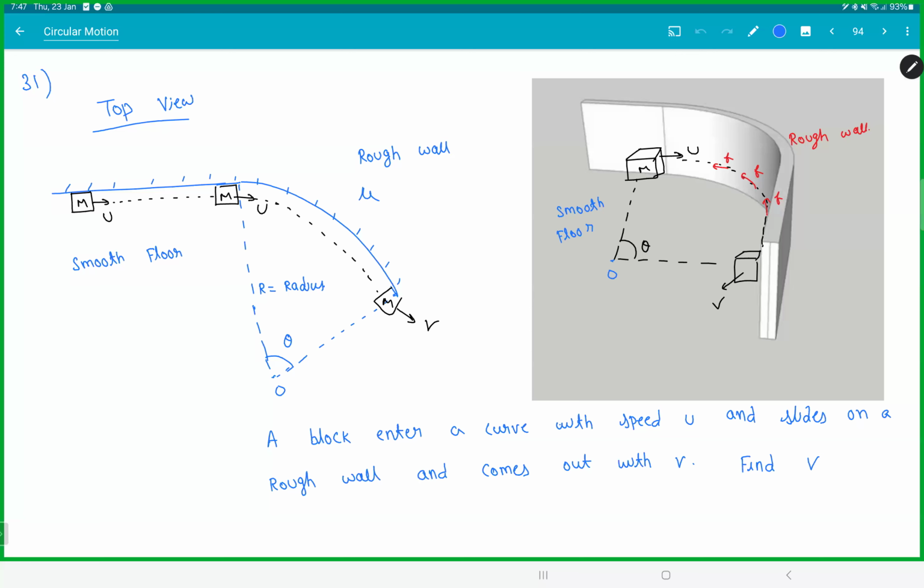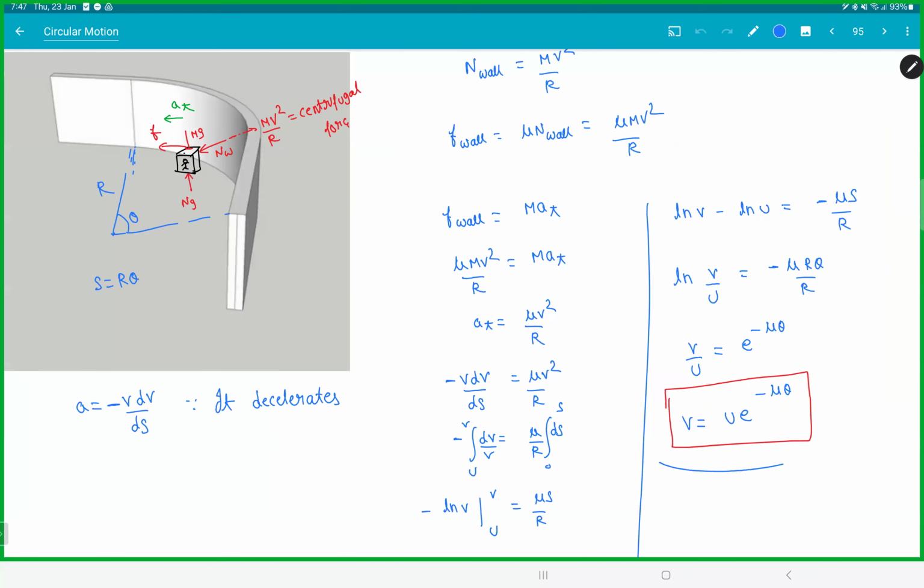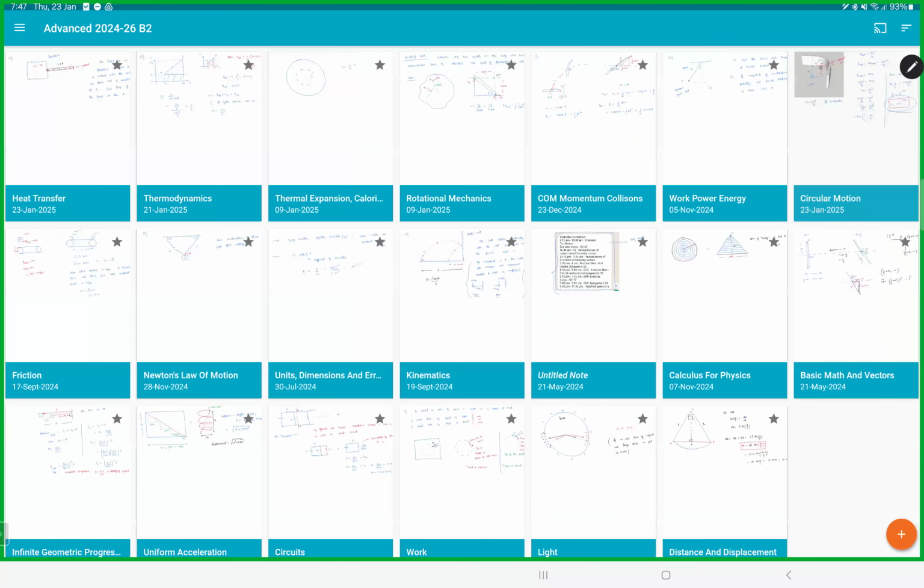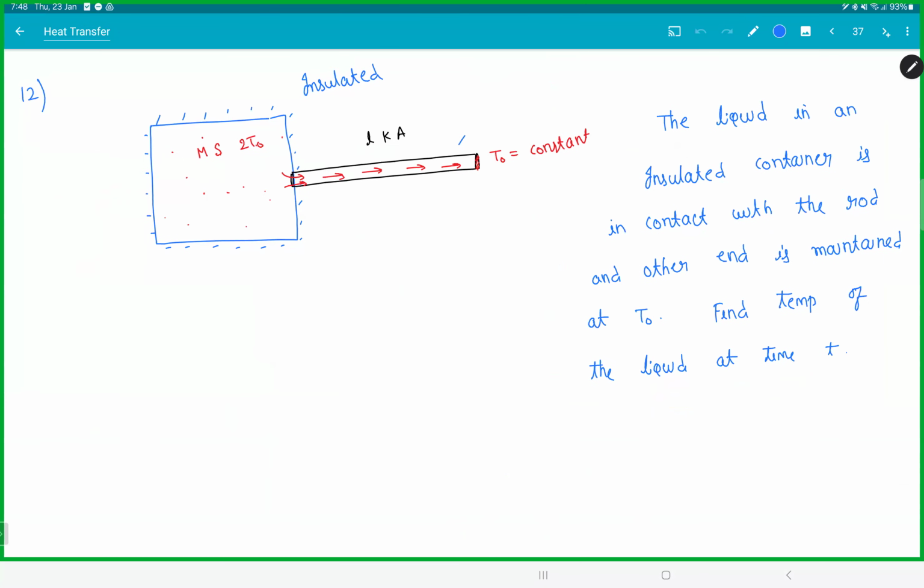These kind of functions are called decay functions. And what is the answer? E power minus mu theta. Whenever you have a decay function, the answers are exponential. That is one way to say the answer will be e power something. Generally, 99% it works. Exceptions are there, but yeah. So this much you can figure out even without solving the question.